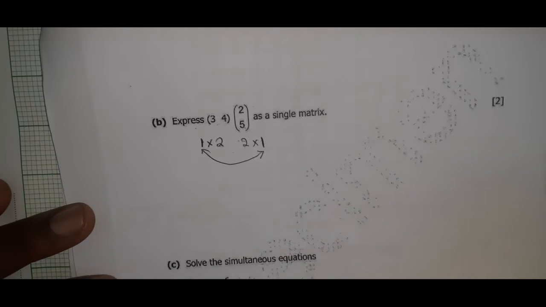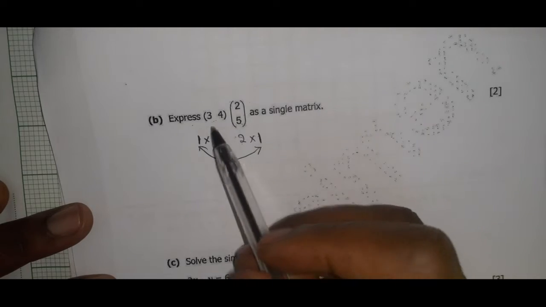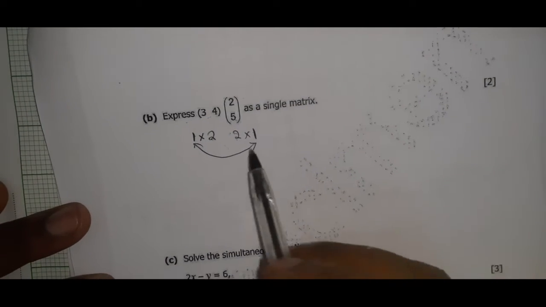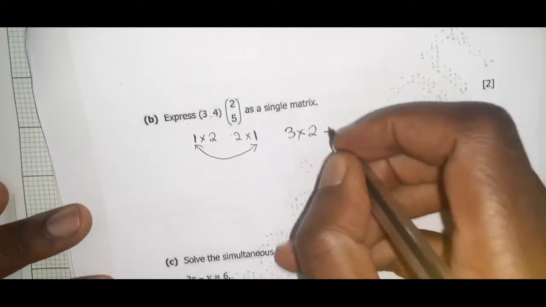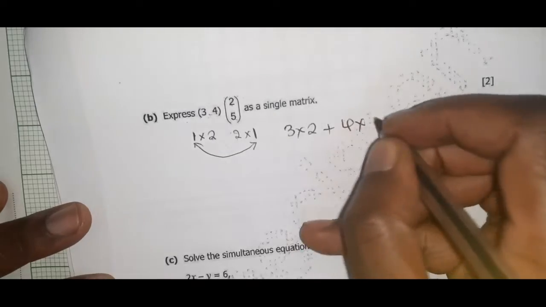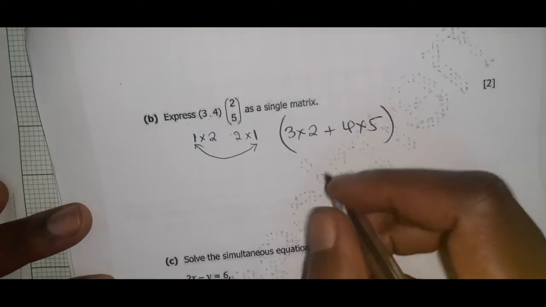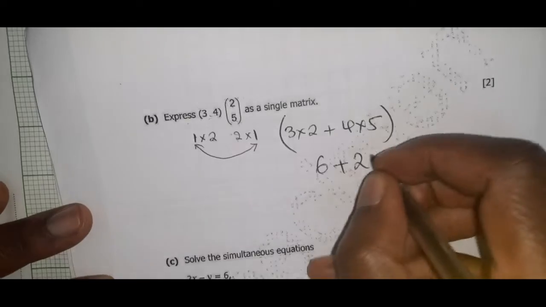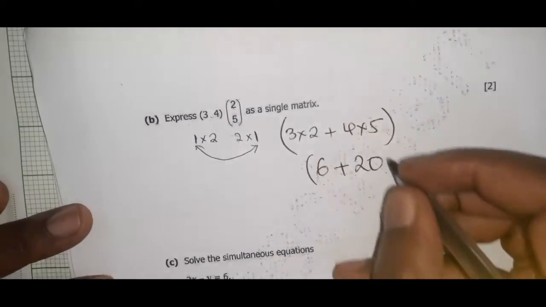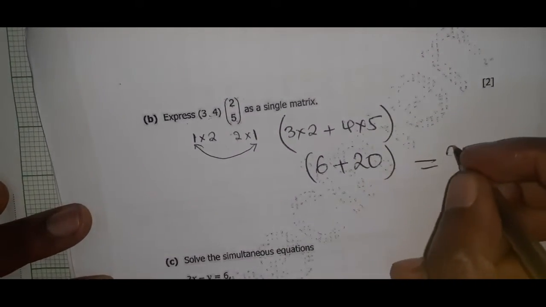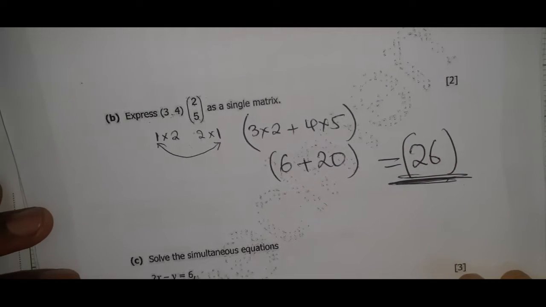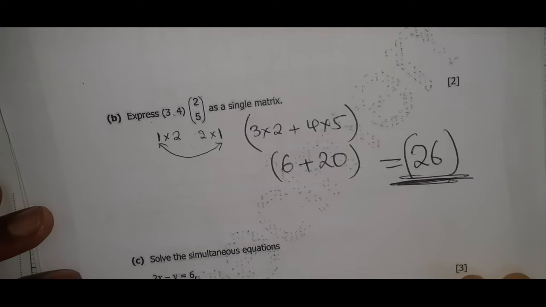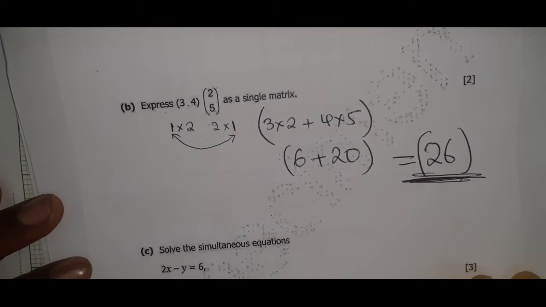So in this case, how do we get our matrix? We're going to be multiplying 3 multiplied by 2, plus 4 multiplied by 5. What are we getting? We're going to get 6 plus 20. Then finally we get 26. This is what we're going to get, and this is a 1 by 1 matrix.